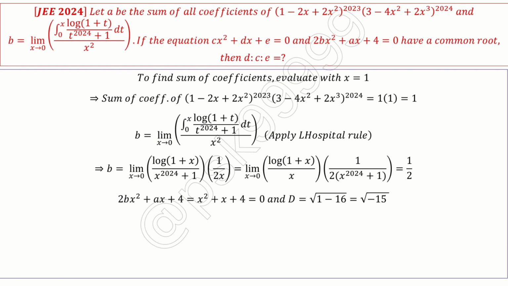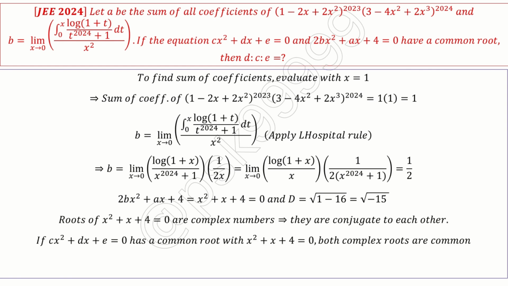And if another quadratic expression, cx square plus dx plus e equal to 0, has one common root, it also should have one more common root. Both the complex number and its conjugate should be roots of cx square plus dx plus e also. So the roots are common between these two, which means these two expressions are exactly the same. It has to be exactly the same to get the same complex number and its conjugate, right?